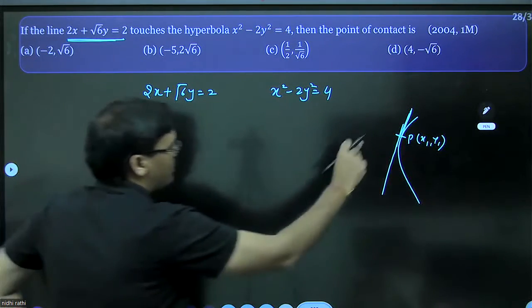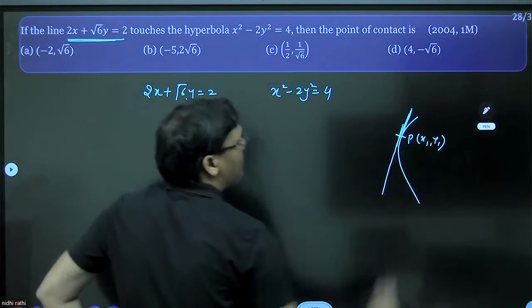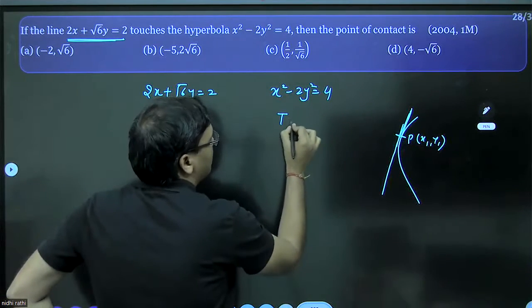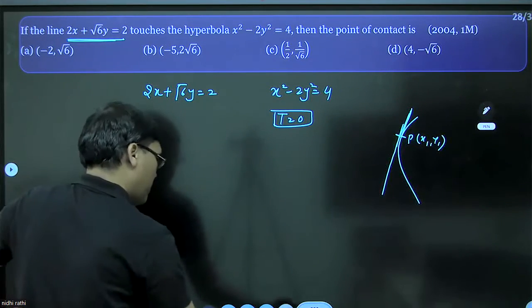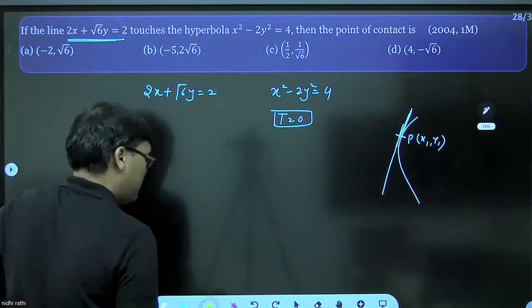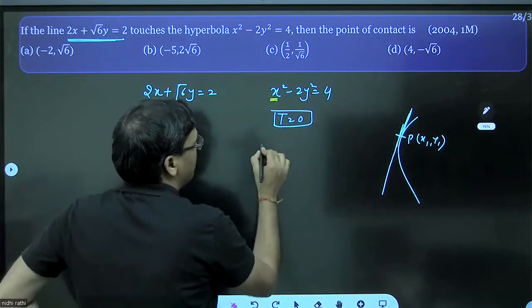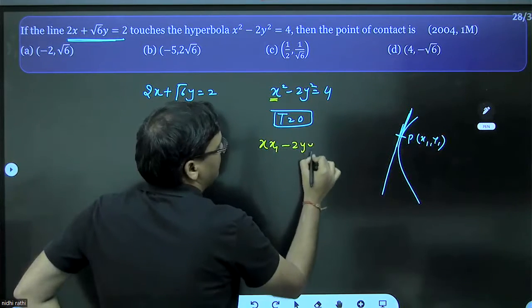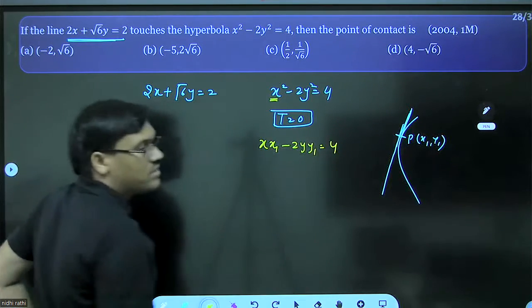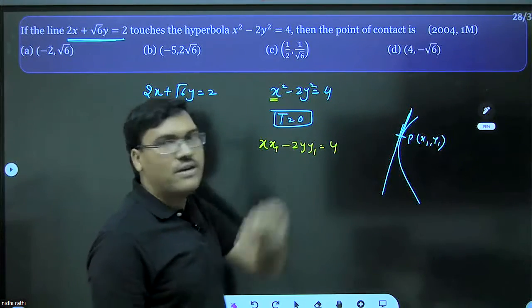Now, what is the equation of tangent at x1 comma y1? We know the equation of tangent: T is equal to 0. What is T is equal to 0 at x1 comma y1? Replace x square with xx1. This is xx1 minus y square with yy1, this is equal to 4. This is the equation of tangent at x1 comma y1.